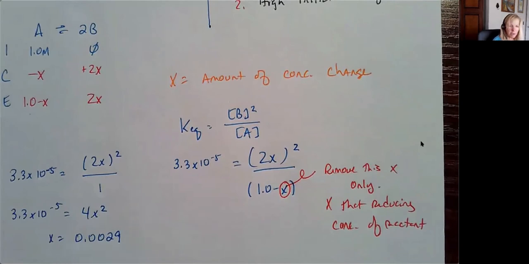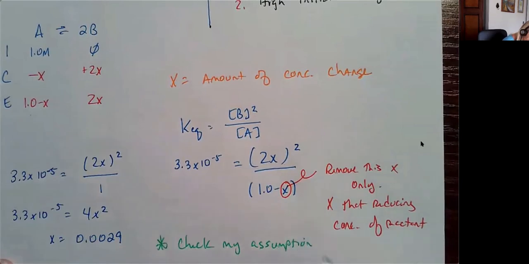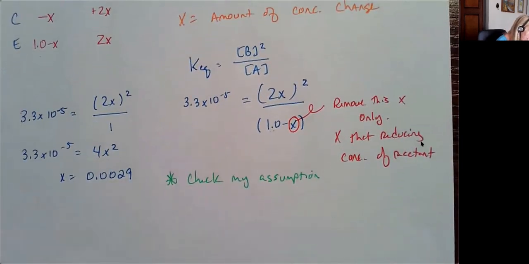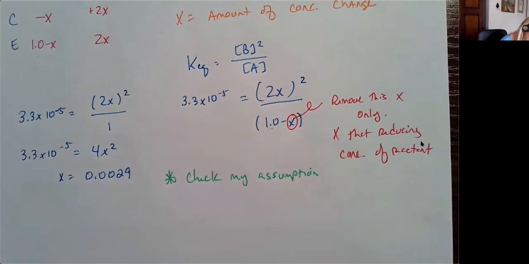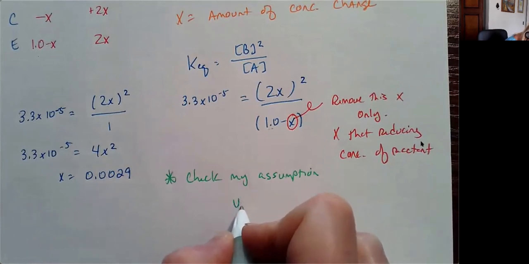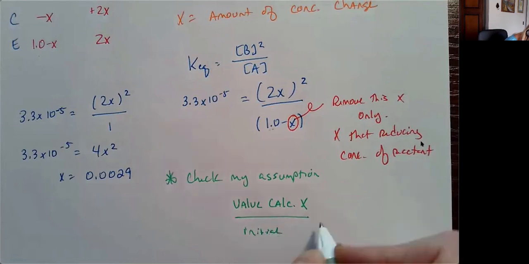I want to check my assumption. So I could plug this in. Before I worry about finding my equilibrium concentrations, I'm going to check this. My assumption here is that this is so small it's not going to appreciably change this, which it is really small, but I'm going to do a calculation that allows me to be comfortable with this. I'm going to compare it to my initial concentration. So I'm going to take my value for x, divide it by my initial concentration, and multiply that whole thing by 100.